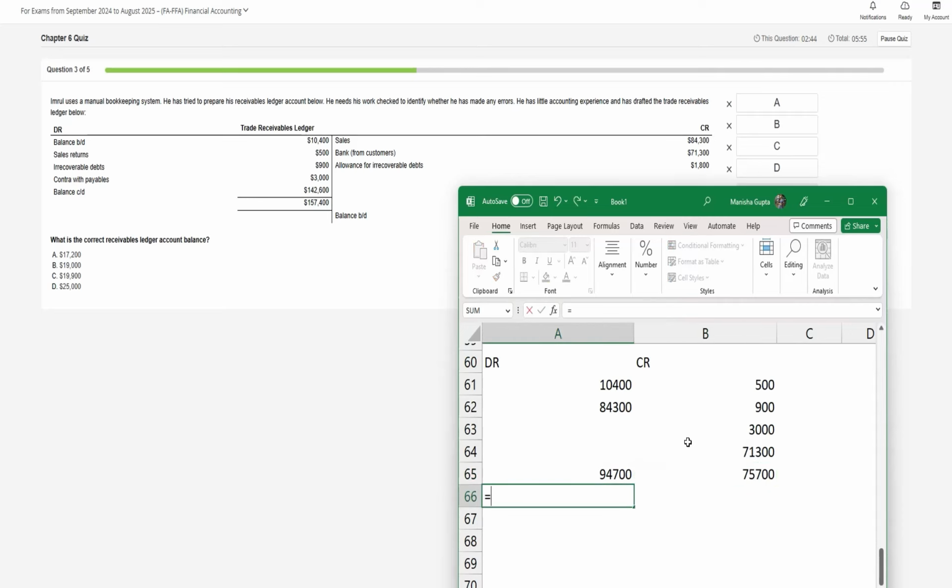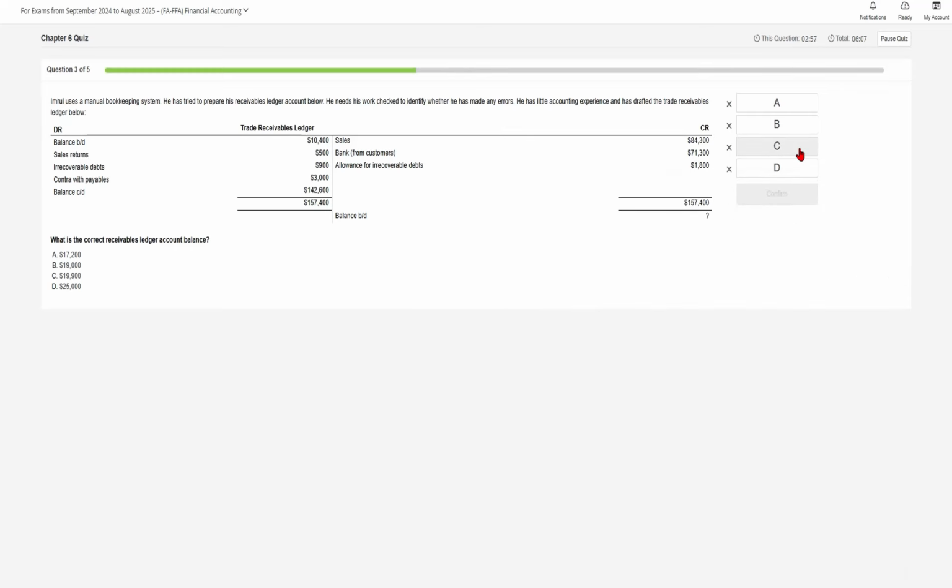So it's simply allowance. It won't create an impact on the receivable ledger. So now what difference are we having? Our debit side is more than the credit. That means 19,000 is the carry forward or opening balance for the next year. So 19,000, so option B. Okay.